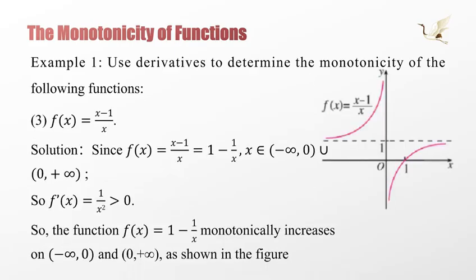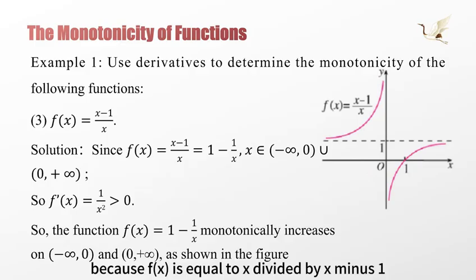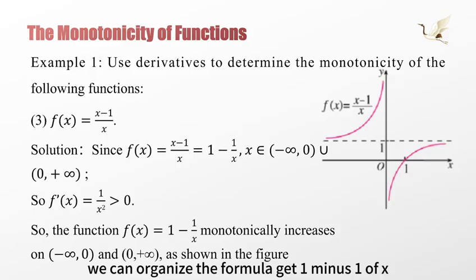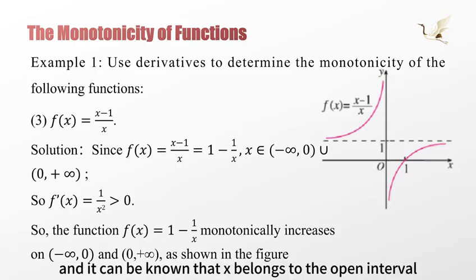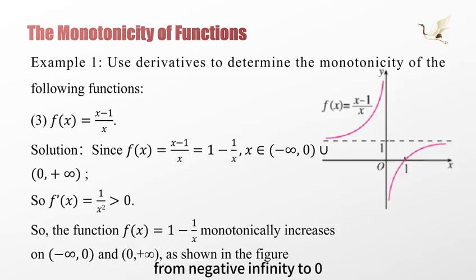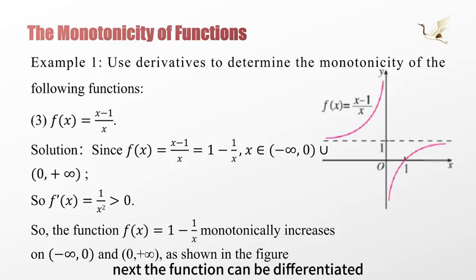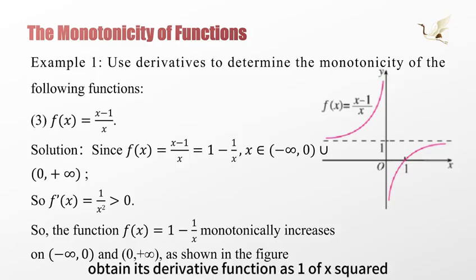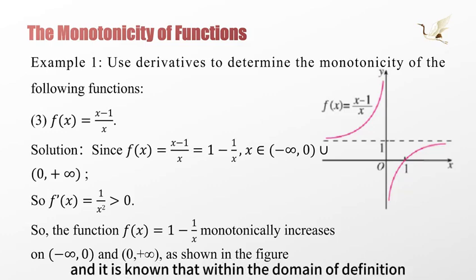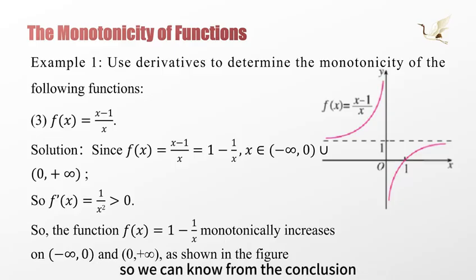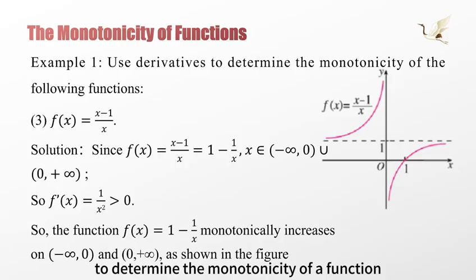The third question. Because f(x) is equal to x divided by (x minus 1)... we can organize the formula to get 1 minus 1 over x, and it can be known that x belongs to the open interval from negative infinity to 0, and the open interval from 0 to positive infinity. Next, the function can be differentiated, obtaining its derivative function as 1 over x squared, and within the domain of definition the derivative is always greater than 0. So we know from the conclusion that the function f(x) monotonically increases in the open intervals from negative infinity to 0 and from 0 to positive infinity. The image is shown in the figure. Therefore, we can use derivatives to determine the monotonicity of a function.